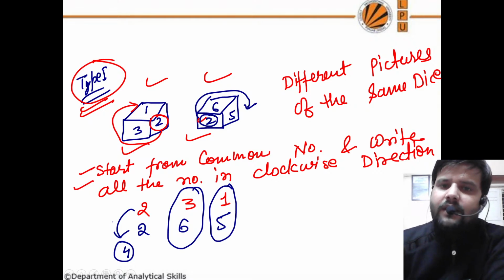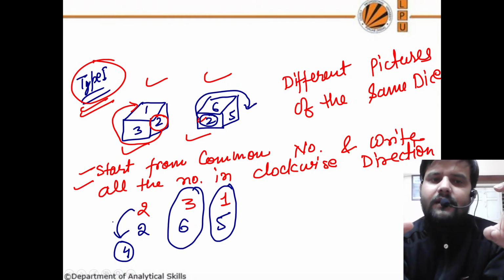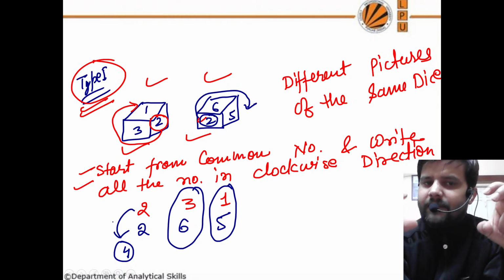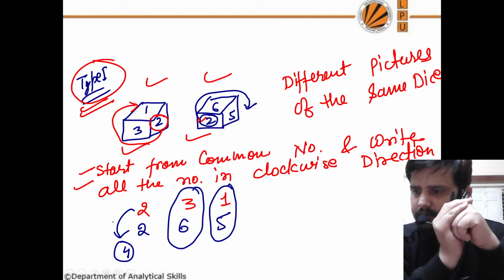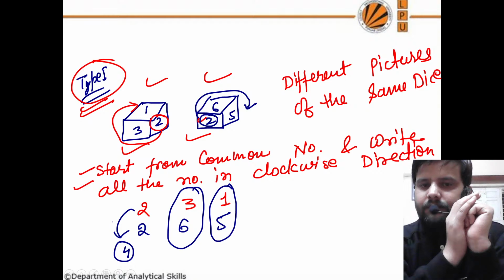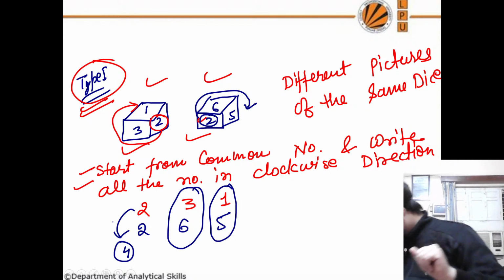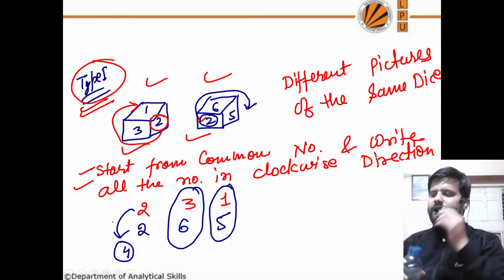Just remember it. It can work when you have two figures of the same dice. When you take two figures of the same dice and one number is common, you can apply this method to solve the questions. I hope you got type 1 in this.